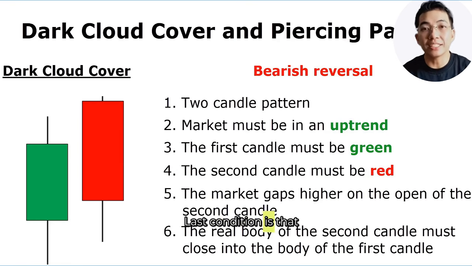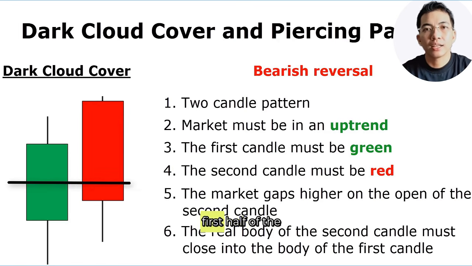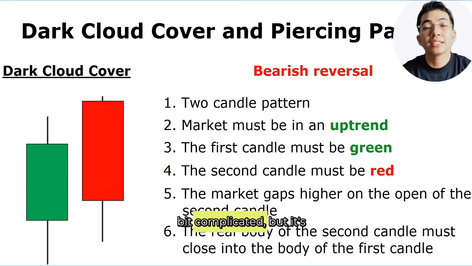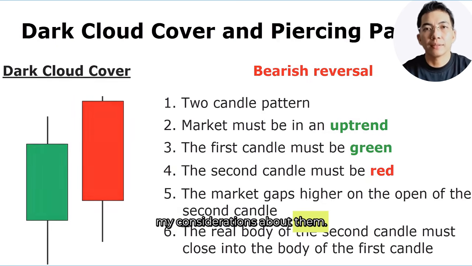Last condition is that the real body of the second candle must close into the body of the first candle. Many traders also include that the second candle must close in the first half of the real body of the first candle. Okay, it looks a bit complicated, but it's not really that hard. If you can follow me just another minute, I introduce the piercing pattern and then I will show the logic of both patterns and my considerations about them.